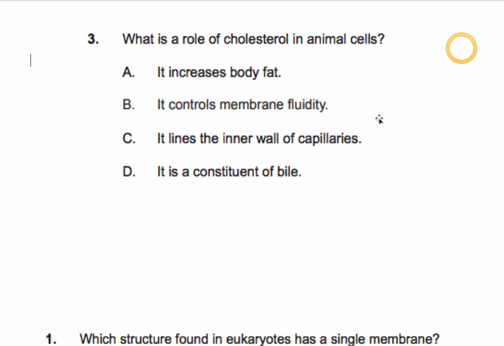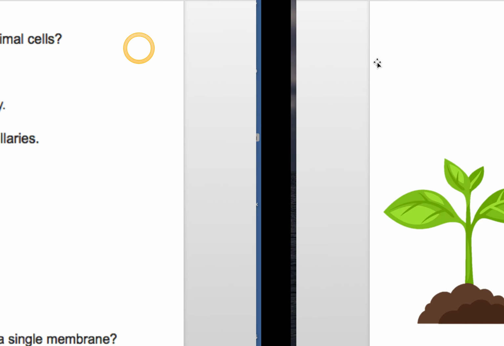Always try and give it a go by yourself to see if you already know what's going on. So what is a role of cholesterol in animal cells? So again, we know that there are prokaryotic cells and eukaryotic cells. Eukaryotic cells apply to animal and plant cells, so us human beings included. And then prokaryotic cells apply to small microbes like bacteria and things like that. So we also know that eukaryotic cells can be divided into animal and plant cells, right?